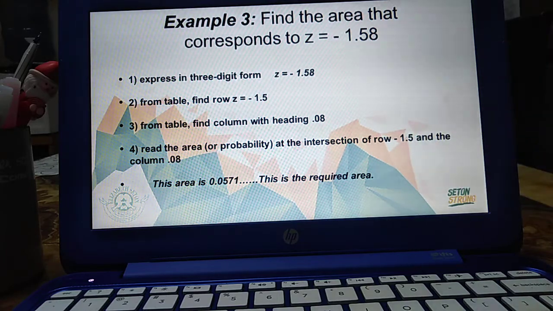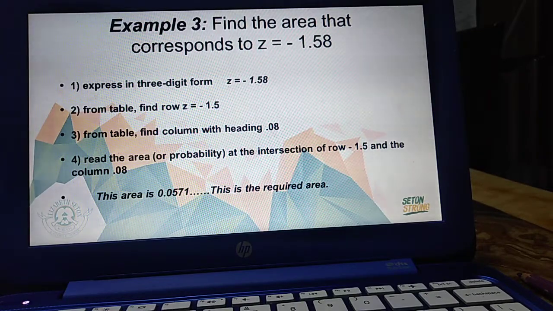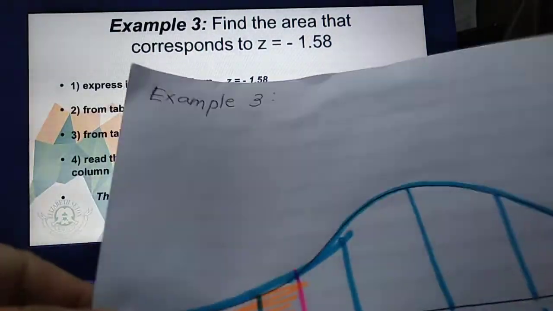0.0571. This is now our required area. And our graph is shown this way.